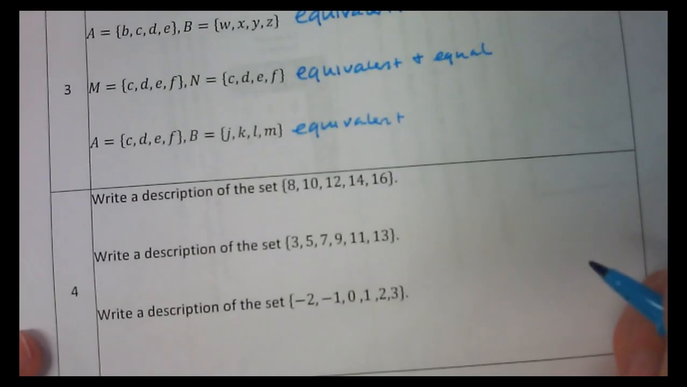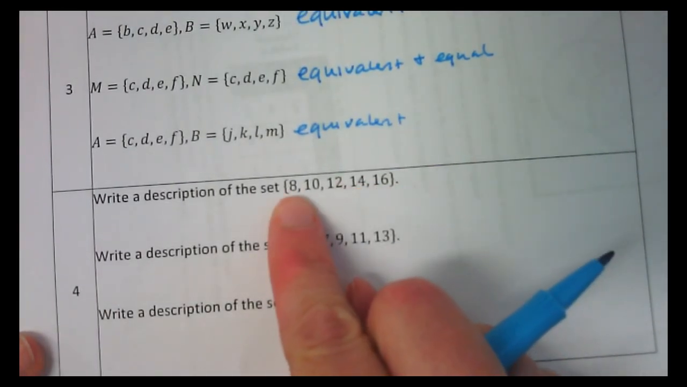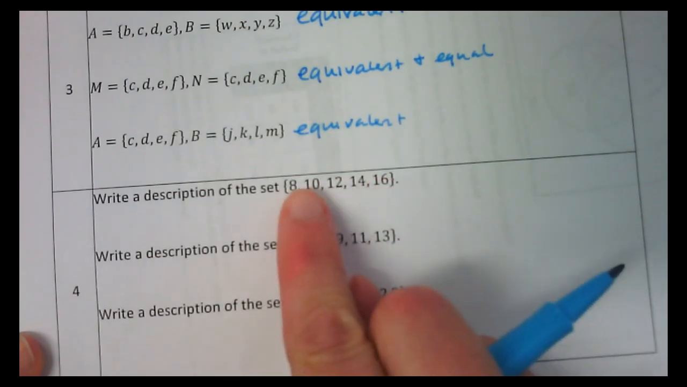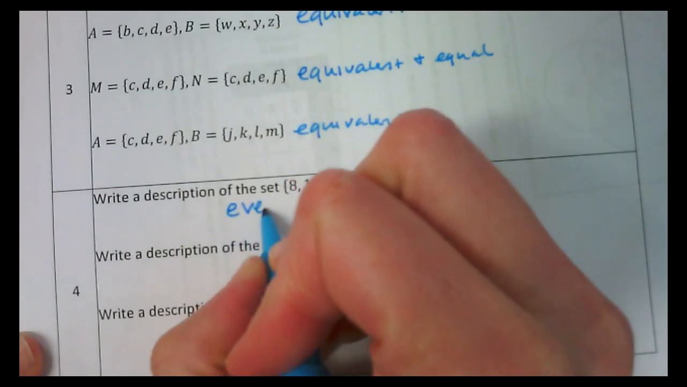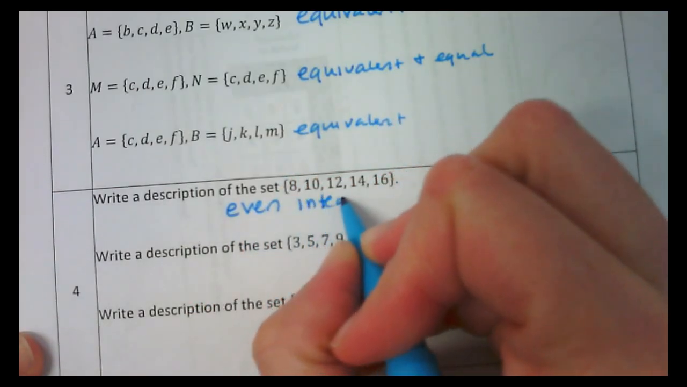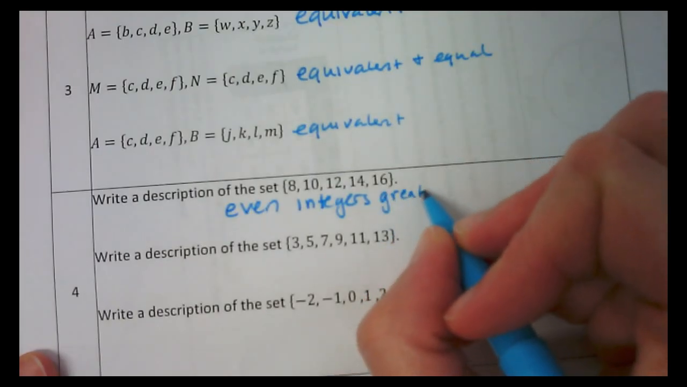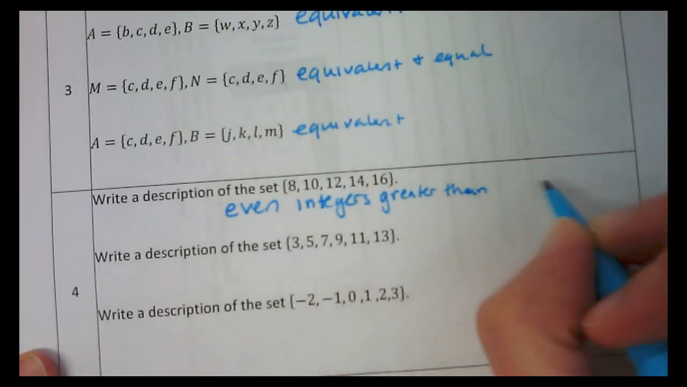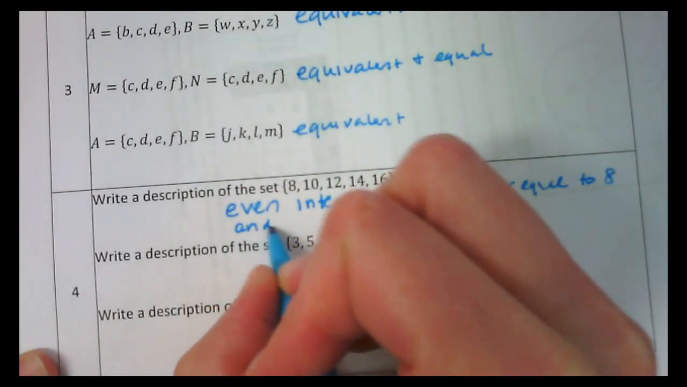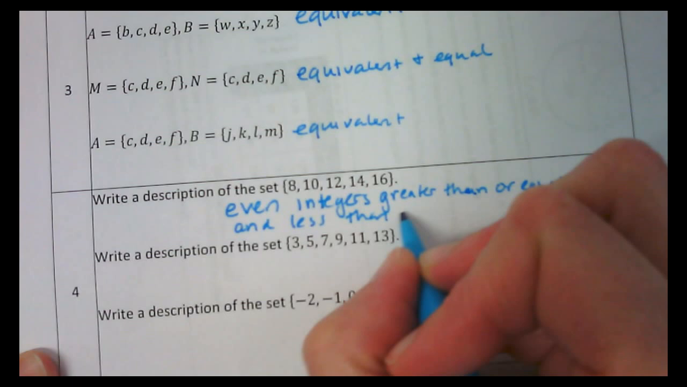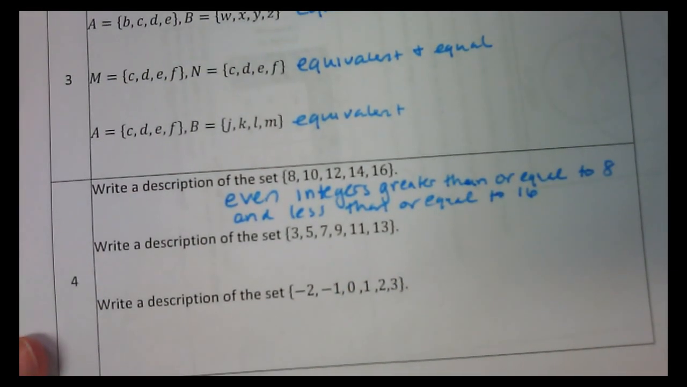Write a description of the set. So this is like what we did before. We have to describe what's happening here. So I'm starting at 8, I'm ending at 16, and I have even numbers. So we're going to say this is even integers greater than or equal to 8 and less than or equal to 16.